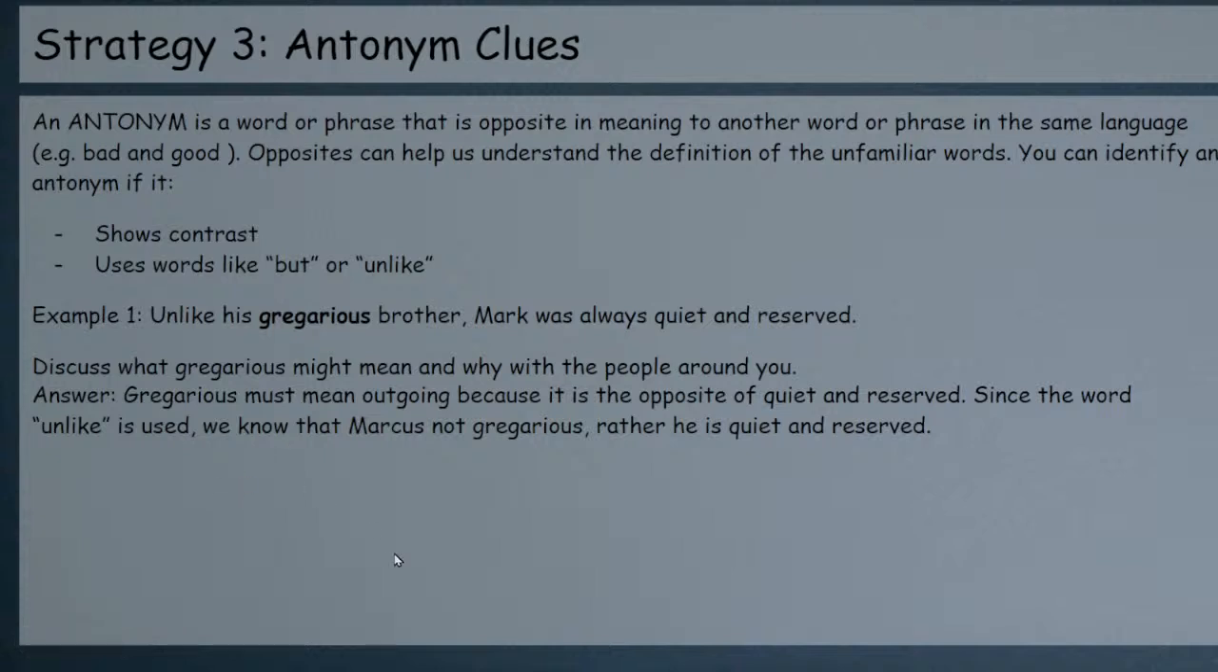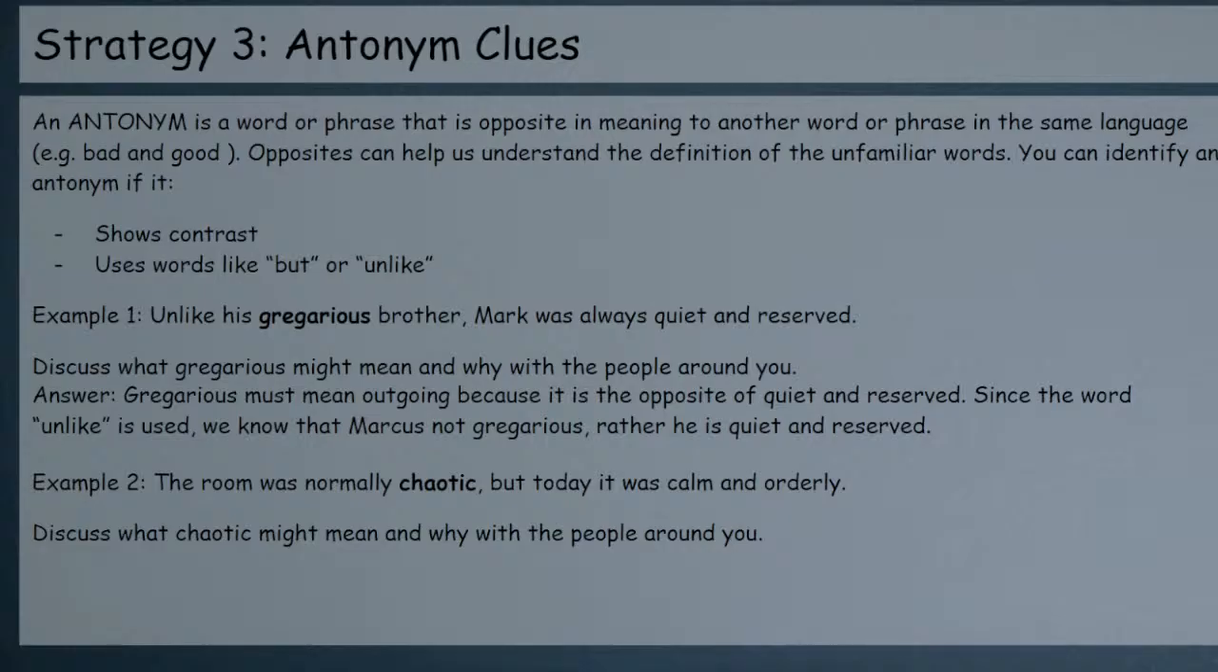So if he's not gregarious, it means that he's quiet. Here it says he's quiet and reserved. If his brother is gregarious and he is the opposite of gregarious, that means that gregarious must mean outgoing, right? It means that you're not quiet and not reserved, and the antonym of that is outgoing.